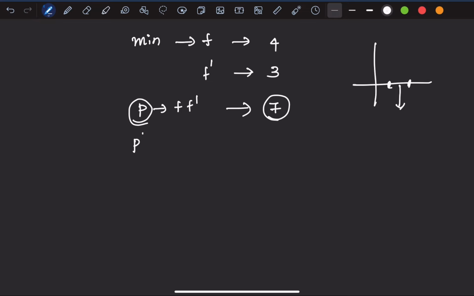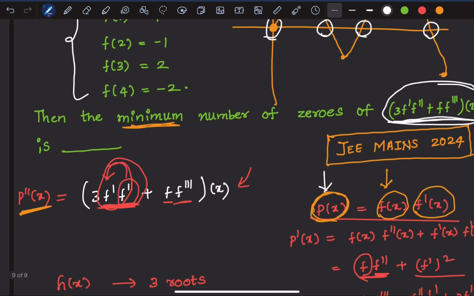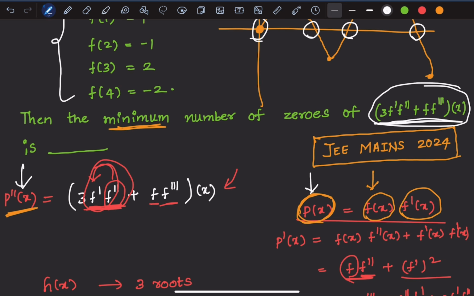Now, p dash of x. What will be the minimum number of roots of p dash of x? It will be 6. Again, the same concept. Between any two roots of a function p, there will exist at least one root of the derivative p dash. Alright. Using a similar concept, the minimum number of roots of p double dash of x is 5. And we have to find out exactly that, the minimum number of roots of p double dash of x. So the answer to this is 5.